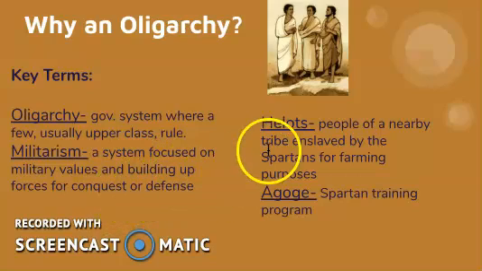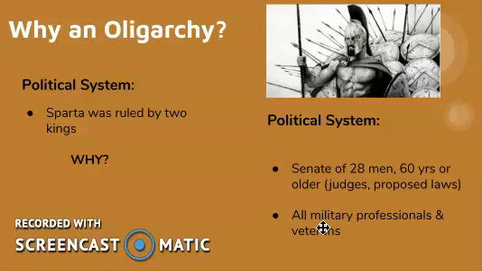Those are important. Helots: a helot was a person from a nearby tribe enslaved by the Spartans for farming purposes. So these were people who were in slavery and worked for these Spartan people. And you've got to think, these helots were not citizens, so they were not granted the right to vote. And you have the agoge, which is the Spartan training program. Young men started this at age 7. We'll learn about that in a second.